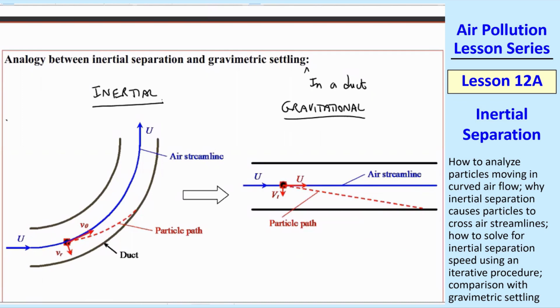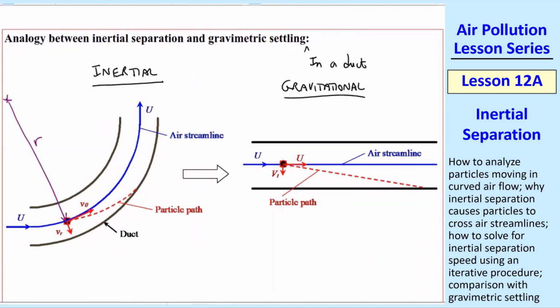I put the inertial case on the left and the gravitational case on the right. Here's our radius of curvature. Down here is our particle moving at some v theta, which is equal to u, or u theta, and then it's also being flung radially outward at vr. So if this is a curved duct, you can imagine kind of unwrapping this, just bring this part down until it looks like a horizontal duct. We really have the same problem, except in this case, the acceleration is due to gravity.